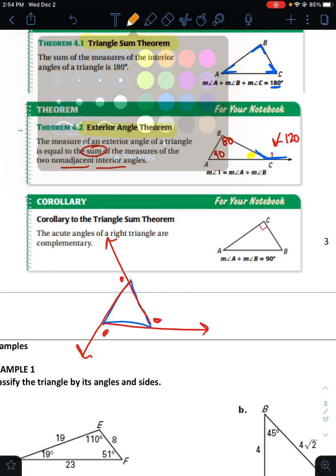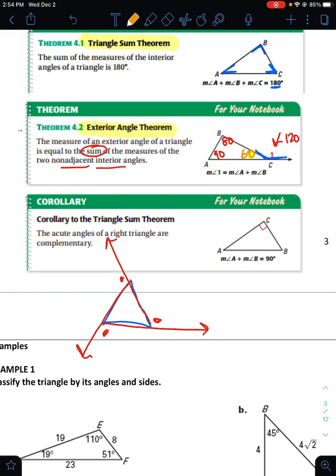Let me change my color here so it shows up. Well, these two angles here are a linear pair. So if I take 60 away from 180, I'm back to 120. Okay. Now we don't always know the 80 and the 40, so we have to trust this rule if, let's say, we're given all variables.